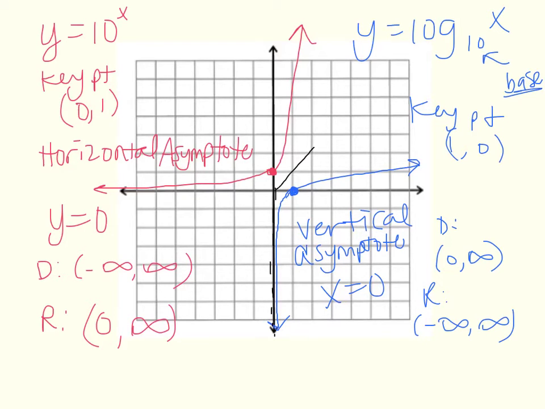Now, if you look, these graphs are inverses of each other. They're reflected over the line y equals x. See, the key point (0, 1), its inverse is the key point of your log, (1, 0). And they're reflections of each other. A horizontal asymptote, y equals 0, has an inverse asymptote at x equals 0 over here. The domain of the exponential is the same as the range of the log, whereas the range of the exponential is the same as the domain of the log. So exponential and logarithmic functions are inverse functions.